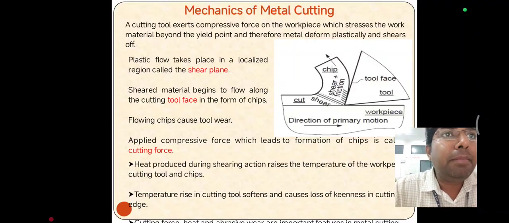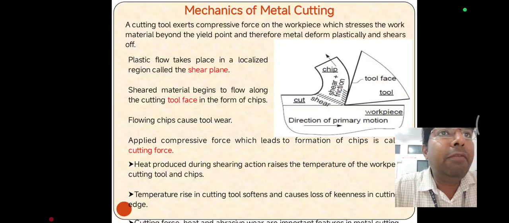Ultimately, the cutting force, heat, and abrasive wear are interconnected features that significantly impact the efficiency and the quality of the tool.